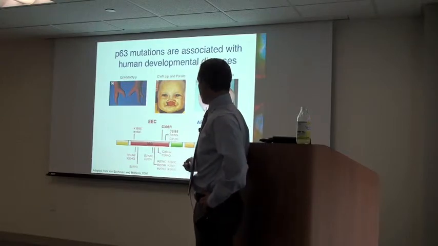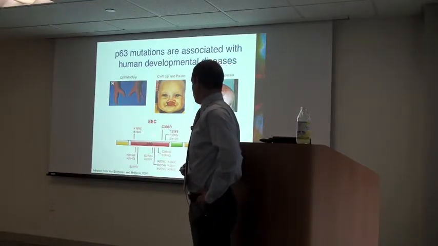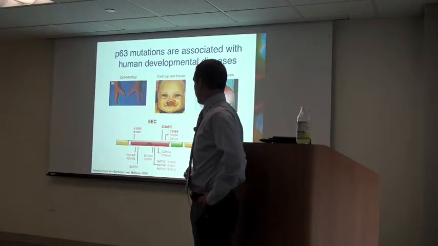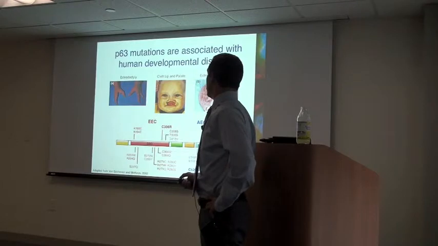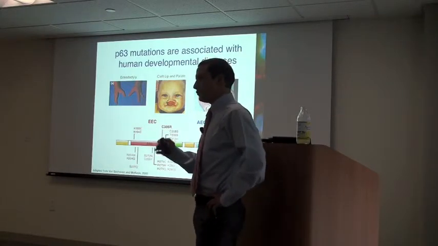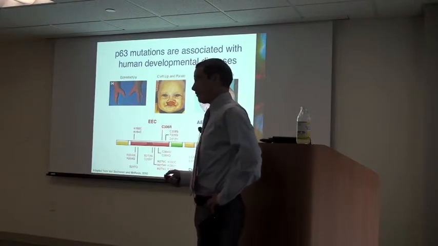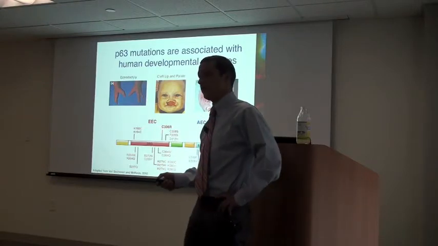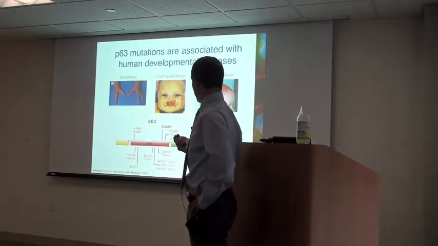So for example, EEC, which is ectrodactyly ectodermal dysplasia cleft lip palate syndrome, is associated with mutations localized on the DNA binding domain, while ankyloblepharon ectrodactyly cleft lip palate syndrome is associated with mutations on the SAM domain. And I just want to bring your attention to these two mutations here, cysteine 306 to arginine and 16526 to tryptophan mutations, because I will refer to these later as I use them in some of my experiments.